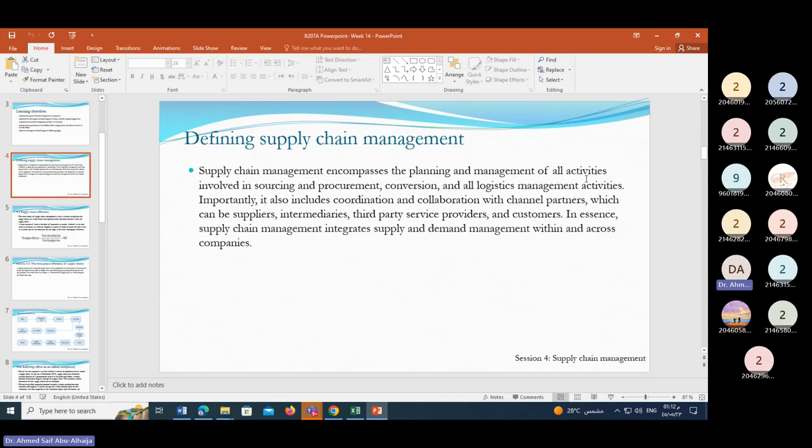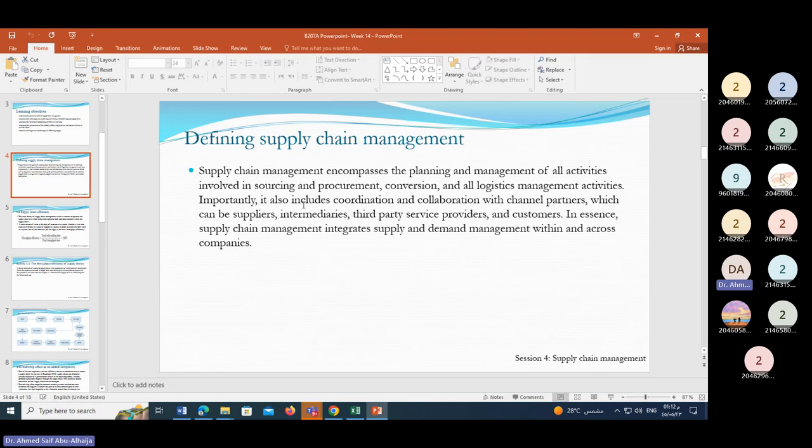It's about all activities involved in sourcing, you remember the suppliers, and procurement, buying the products and the items and materials from the suppliers. Then you do your job, conversion, you do your manufacturing, and all logistics. Once you are done with the manufacturing, you are sending the products to the wholesalers or retailers or agents. So all logistics management activities, this means you are sending the products to the customers, and hopefully you are satisfying the customer needs and wants.